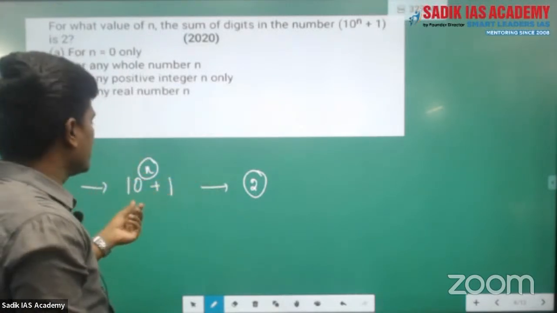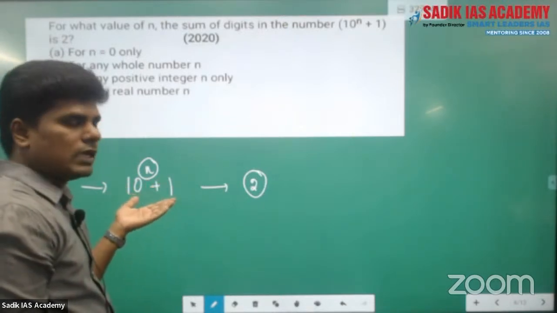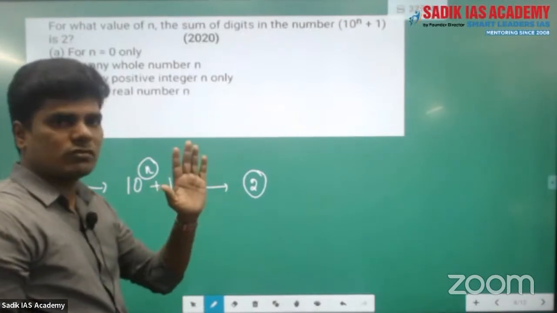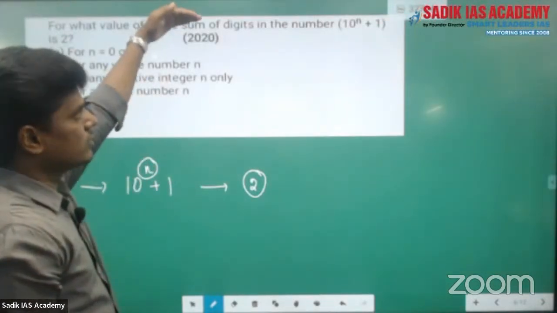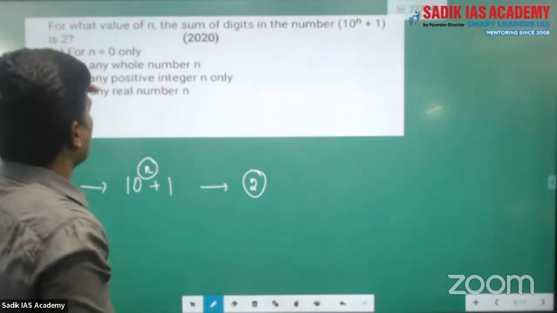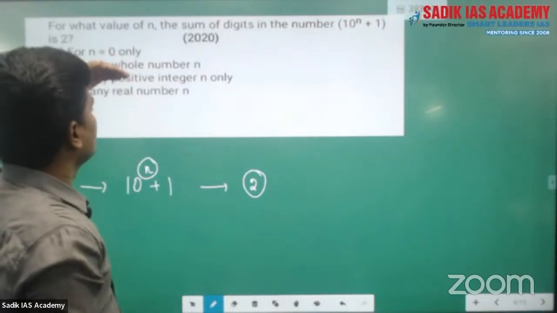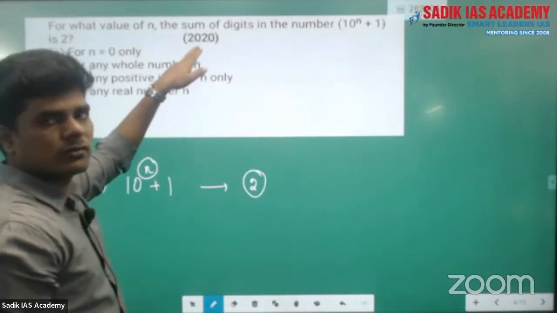What is the condition here? 10 power n plus 1 is going to give some number. If I add the digits in the number, it should be 2. What are the values of n they are asking? So that is the condition. They have given 4 options. You have to validate each option, right? This is the 2020 question.